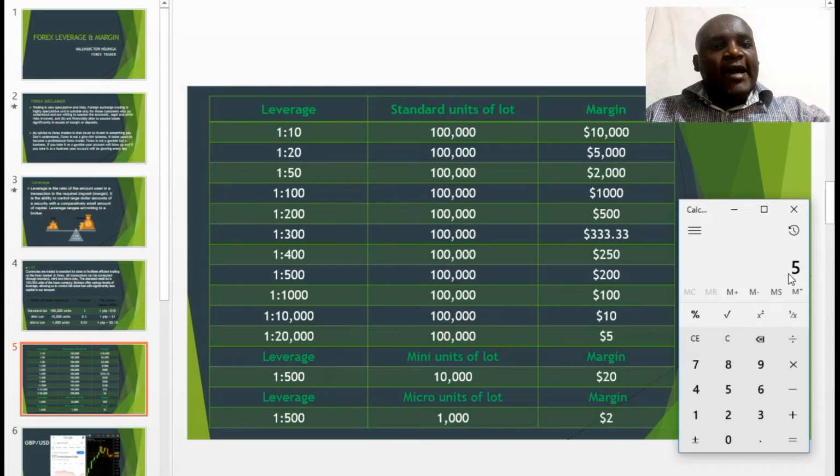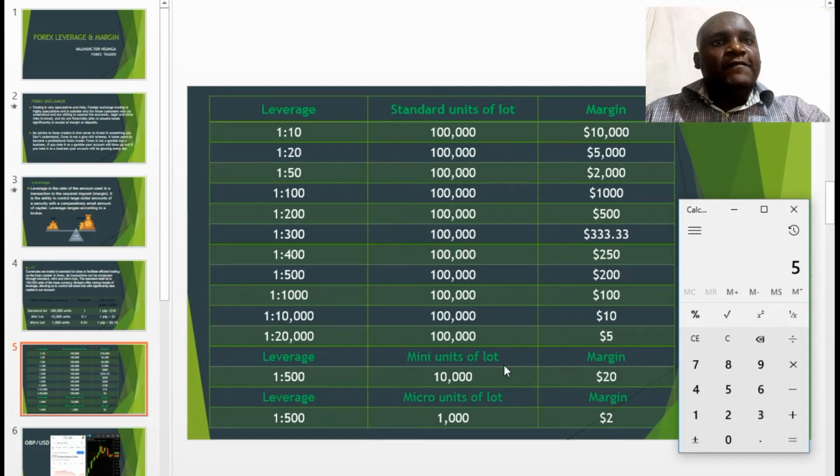So the higher the leverage, the smaller the amount to deposit. The lower the leverage, the higher the amount to deposit. That's the way it is. And the higher the leverage, the higher the risk of blowing your account. The lower the leverage, the lower the risk of blowing your account. I'm going to show you that in the next scenario.